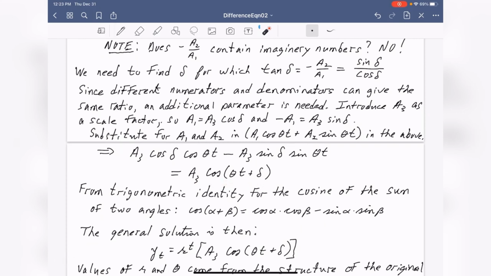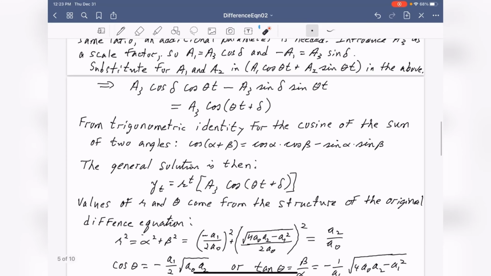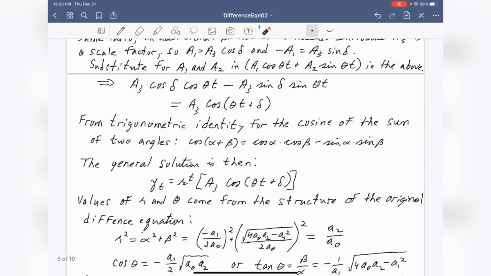So from the trigonometric identity for the cosine of the sum of two angles, we get this trigonometric relationship, and when we plug that in, we get that the general solution is y_t equals r^t times A3 cos(θt plus delta).